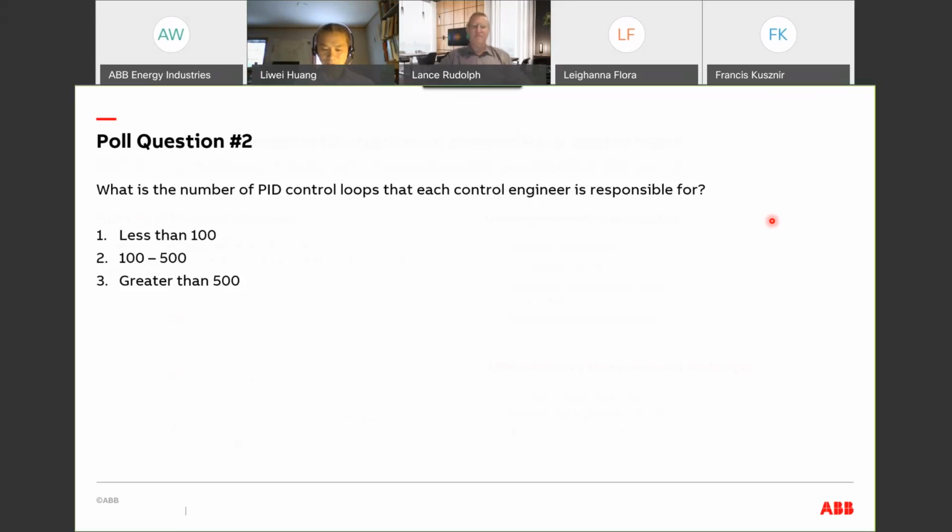Okay, so the poll is closed. I didn't see any. Oh, okay, there we go. So it looks like mostly is between 100 to 500. So that's good. So that's a pretty good number, between 100 and 500. So it's quite a number of loops that everybody is responsible for.